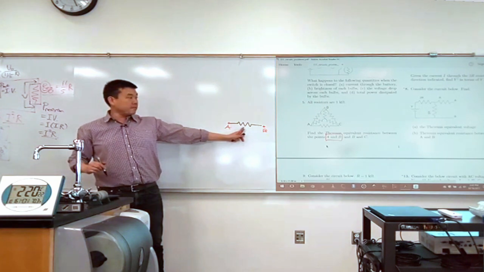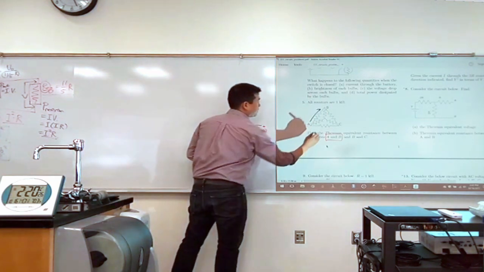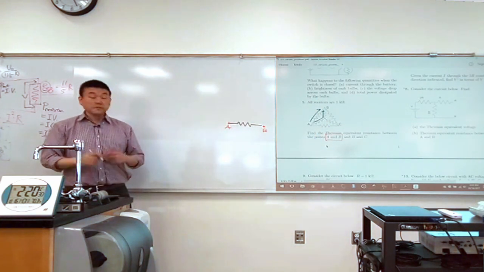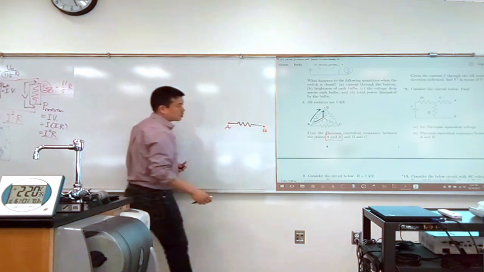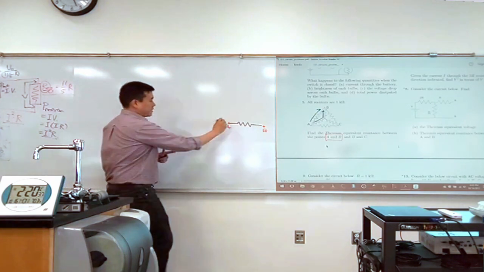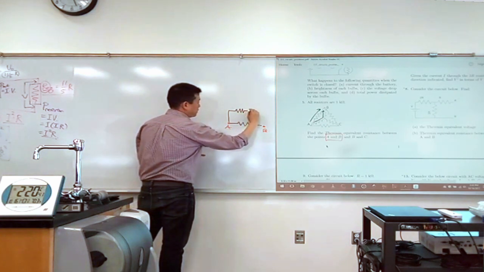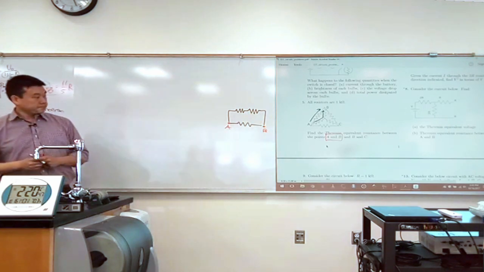Now that's not the only path between A and B, right? So I just drew this path. There's also this path here, right? So I'm going to draw the second path also. The second path has some junction there, but let me draw it this way. One resistor here, another resistor here. So this is a path that involves two resistors.